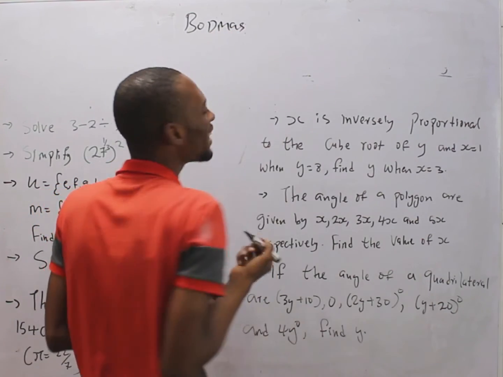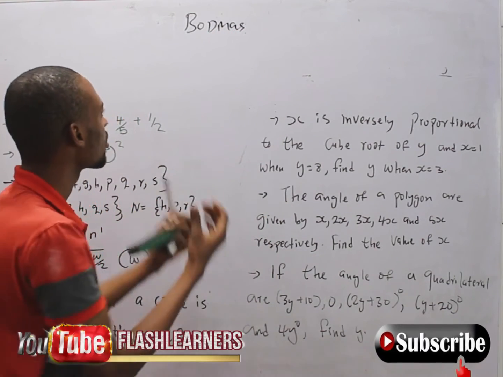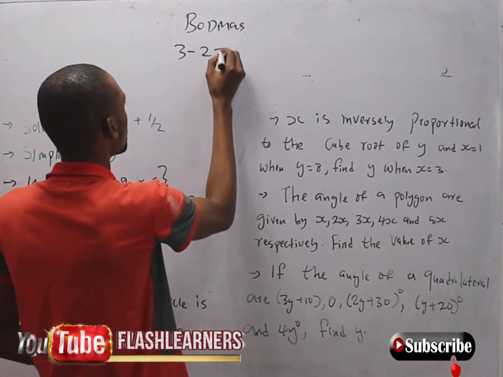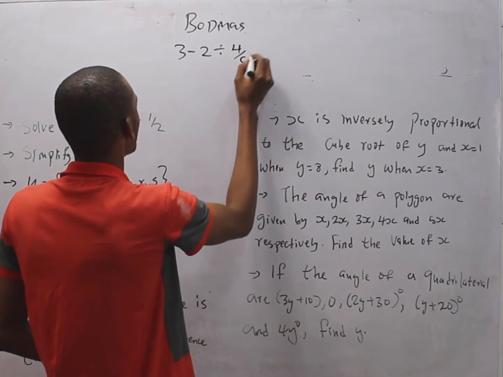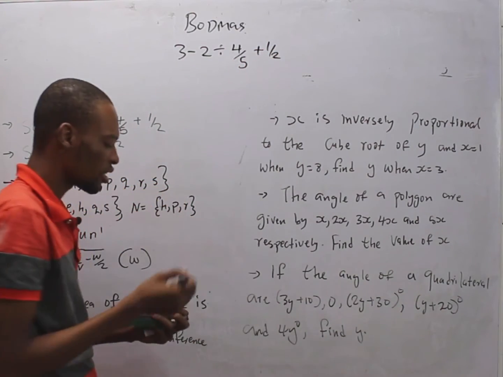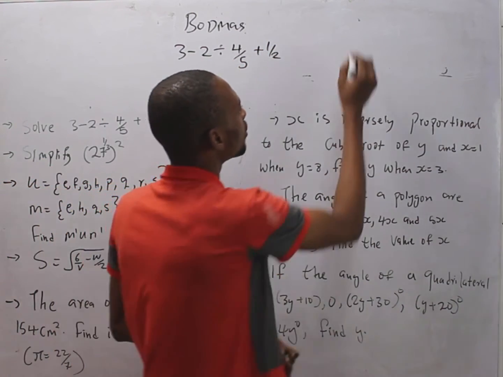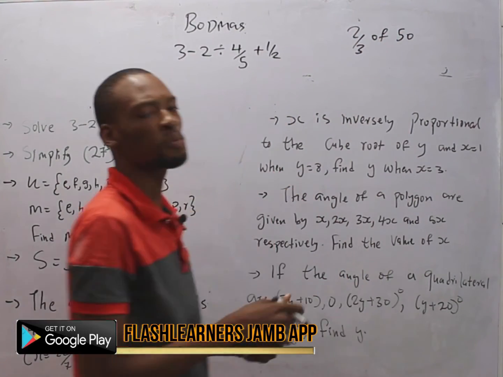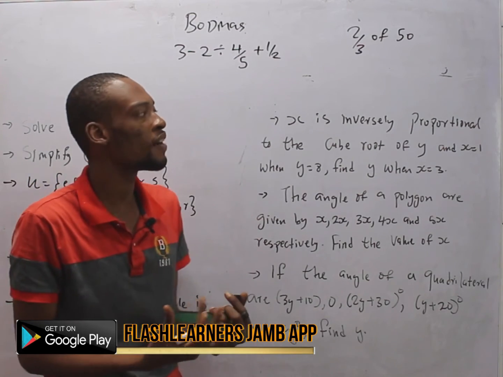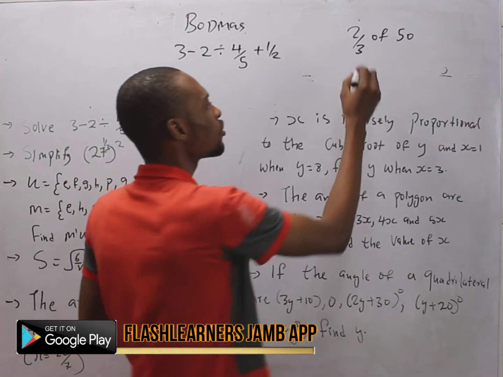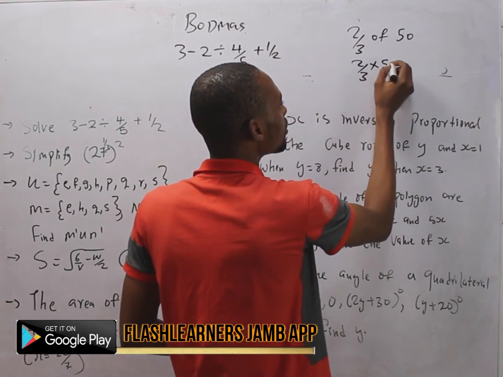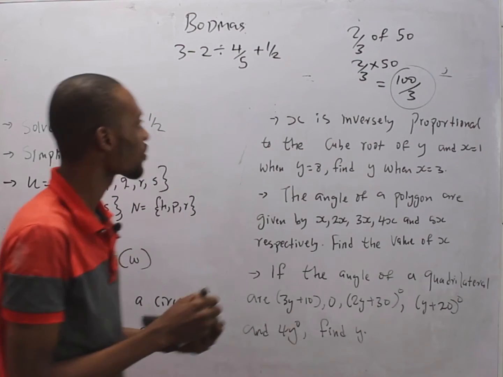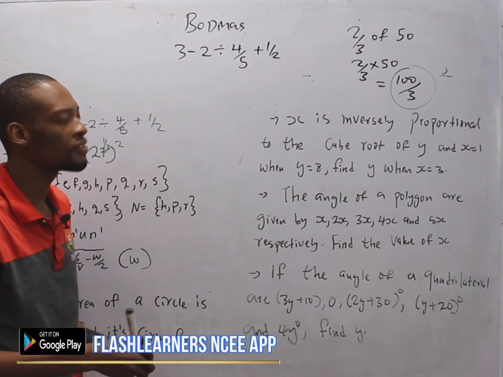BODMAS shows us the order of operation, which means solve the bracket first. In this case, we don't have a bracket. What should we solve next? It is Of. In some questions, you'll be told 2 over 3 of 50. Of is multiplication. 2 over 3 of 50 simply means 2 over 3 times 50. This is 100 over 3. There is no Of. Next, division.